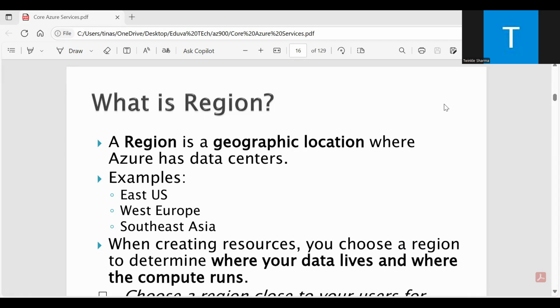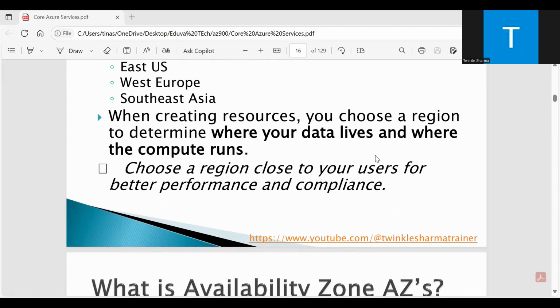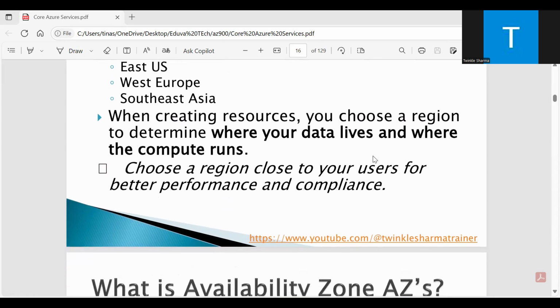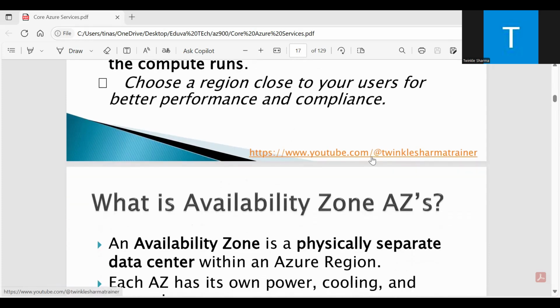So today in the Azure Fundamentals AZ-900, we will discuss what is a region and other topics also. So what is a region? A region is a geographic location where Azure has its data centers. For example, East US, West Europe, Southeast Asia, and other places. When creating resources, you can choose the region to determine where your data lives and where the compute runs. Choose a region close to your users for better performance and compliance.